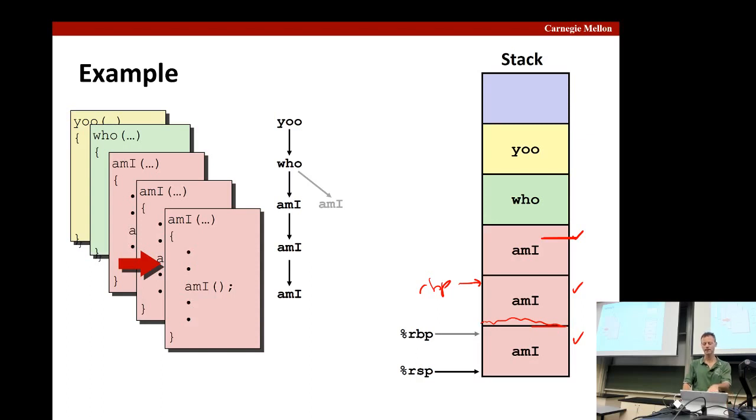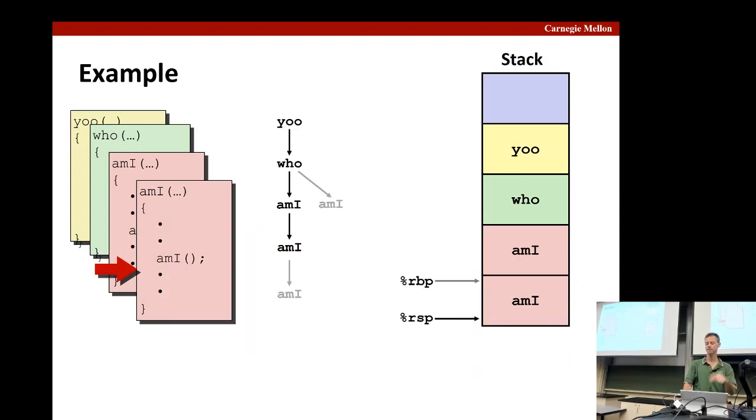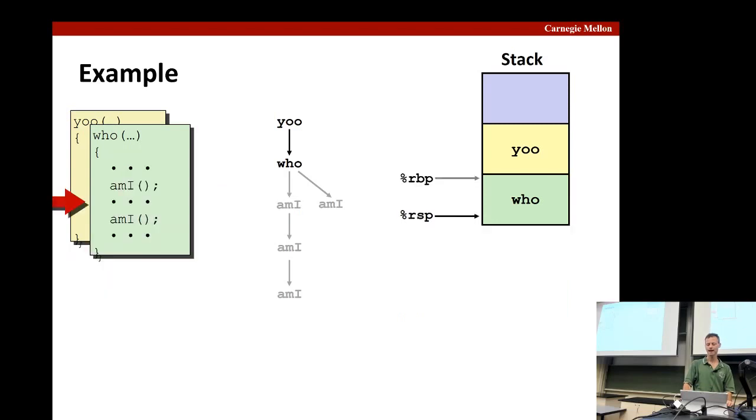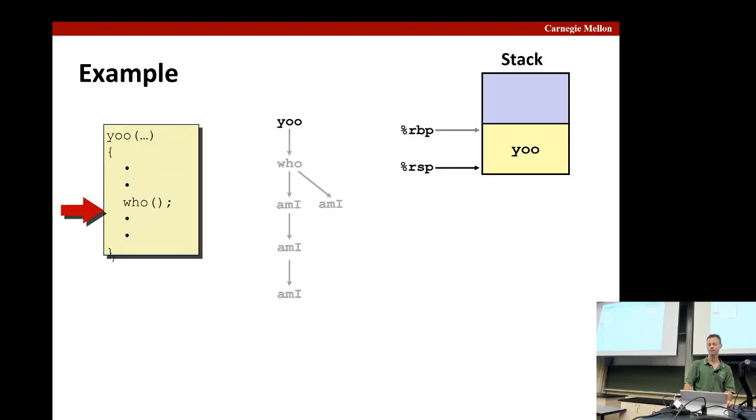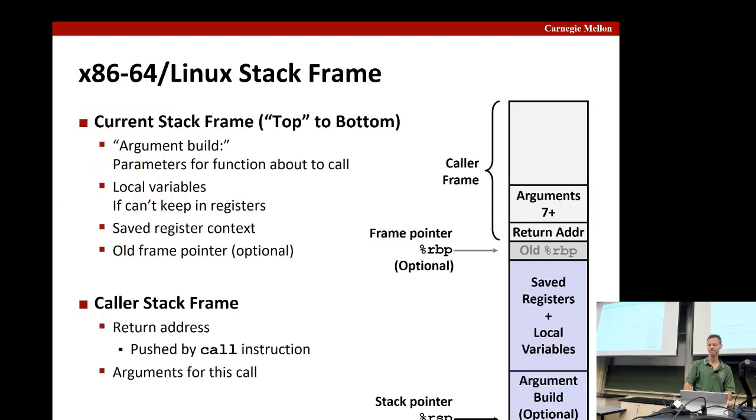Okay, so then let's suppose there's no more recursive calls of AMI. So you just pop this off and move RBP, and pop again, and now we get to the second call of MI, and so you just push it back on, and you're done with that, and you're done with that, and then you're done. Okay?